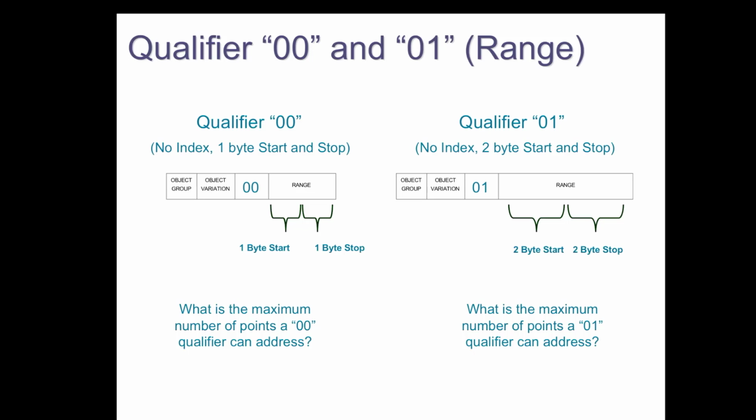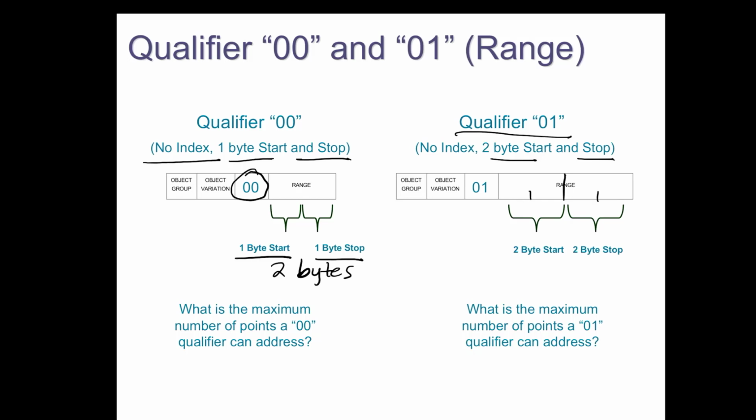Okay, qualifier 0, 0. That means there's no index, right? So that means there's no point numbers. And we have a 1 byte start and a 1 byte stop. So notice how this is a qualifier 0, 0 in the qualifier field, but the range field is a total of 2 bytes, just like we saw, because it's a 1 byte start address and a 1 byte stop address. What do we notice here? Well, if we have a qualifier 0, 1, it's a 2 byte start, 2 byte stop, and then we would have a total of 4 bytes. This would be a 2 byte start and a 2 byte stop.